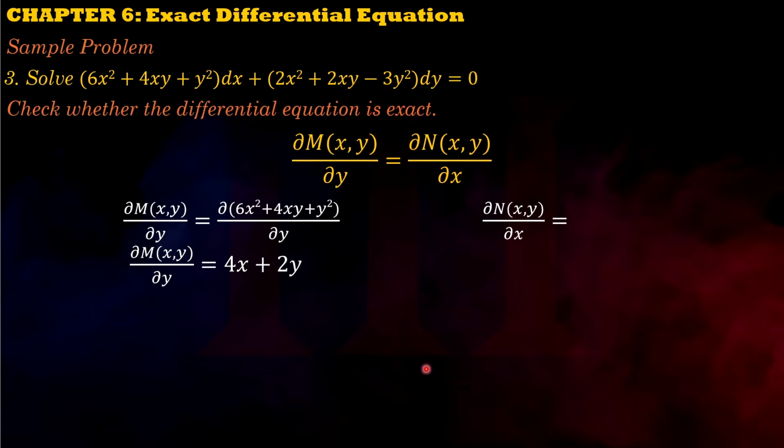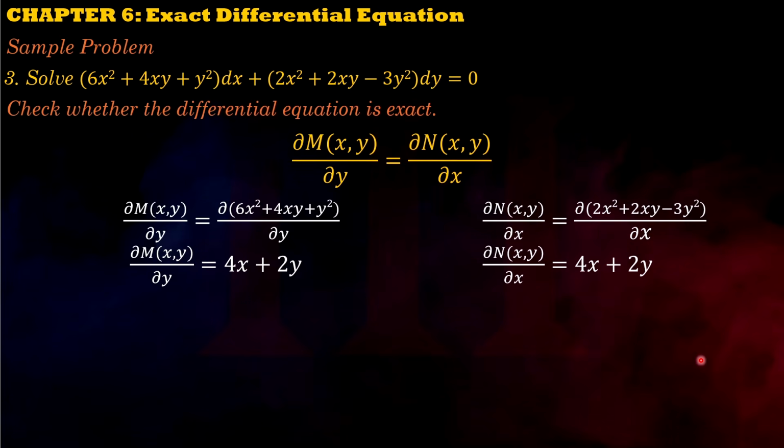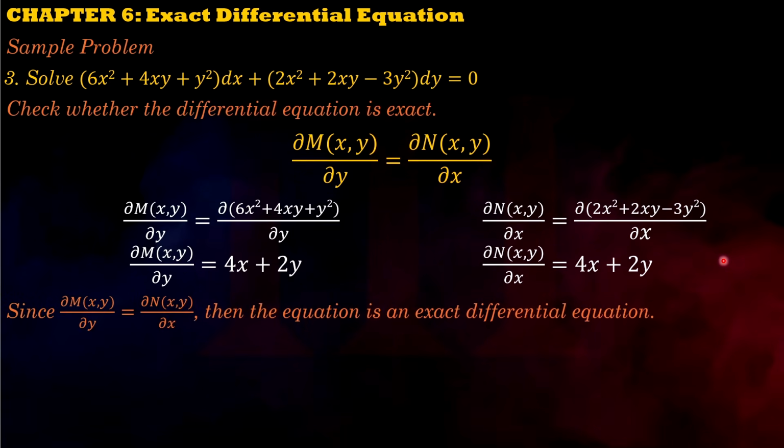Now taking the second term and deriving it with respect to x, treating y as a constant. So the derivative of 2x squared is obviously 2 times 2x, so we will come up with 4x. Plus the derivative of 2xy is simply the derivative of x is 1 times 2y, simply 2y, and the derivative of 3y squared, this is treated as constant, therefore it will be 0. And obviously, this part is equal to this part, therefore our differential equation is an exact differential equation.